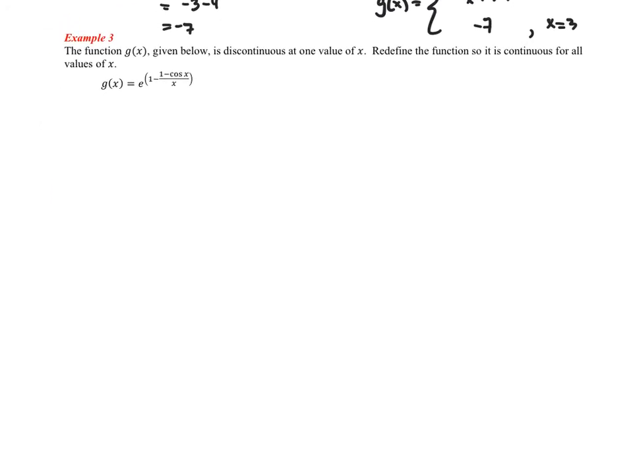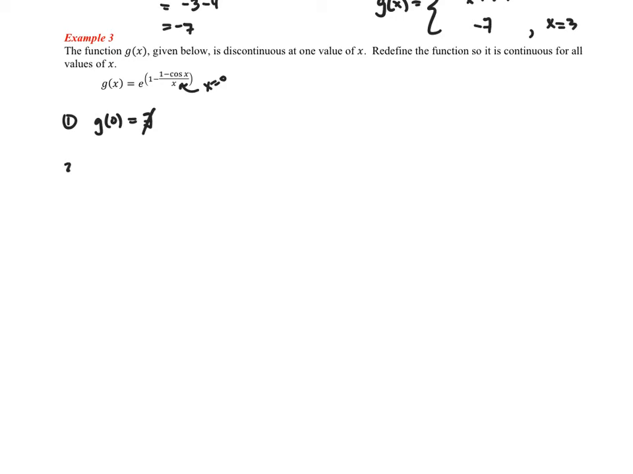It is discontinuous at one value of x. Let's redefine the function so it is continuous for all values of x. As I initially look at this, I think of an issue within the function itself where if I have x equals 0, I'm going to have a discontinuity. Right now, g of 0 does not exist. So I'm going to find a new value for that.